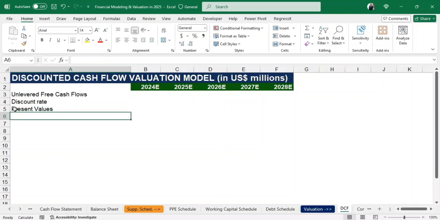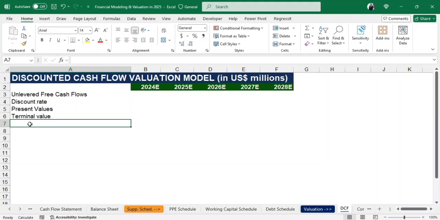Then, after we are done, we will estimate what we call the terminal value. This terminal value refers to the value of the business after the last forecast period, which is 2028. So after 2028, what is going to be the value of our business? That is what we call the terminal value. And this terminal value is estimated using multiples, all right? And we have looked at all of that in our previous video.